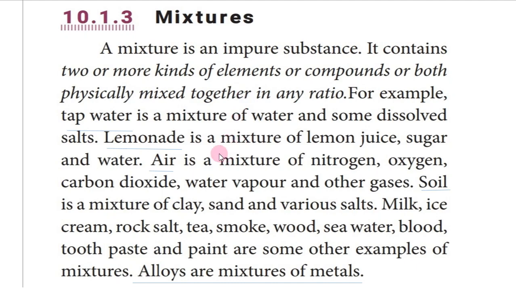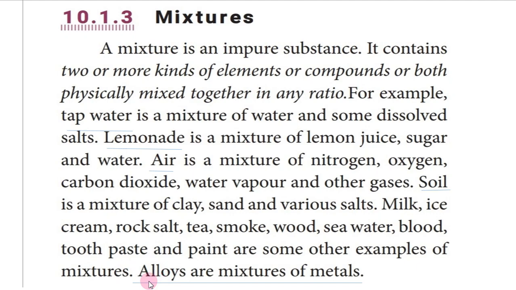Okay, so maybe they will ask, air is a pure substance or impure substance? Can you say? Air is an impure substance because that is a mixture, right? So it contains a lot of gases. Okay, mixture of gases. And soil. Soil is a mixture of clay, sand and various salts. And some other examples also given: milk, ice cream, rock salt, tea, smoke, wood, seawater, blood, toothpaste and paint, or some other examples of mixture. A lot of examples you can say about the mixtures.